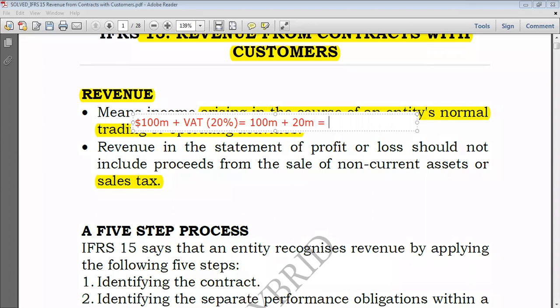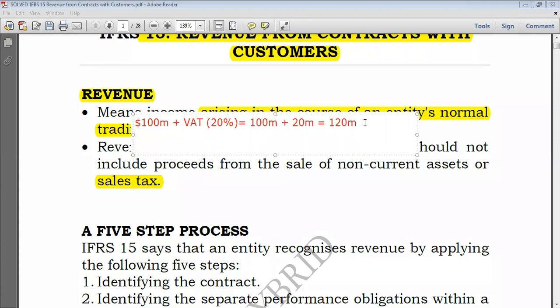So the invoice that you send to a customer would seem to have a revenue of 120 million, but in essence, there is something that you collect for the government. VAT is just an indirect tax that is collected indirectly, but it has to be taken to the government. So this 20 million is just the output tax. Now, how do you eliminate this 20 million from 120 million? This is what we do.